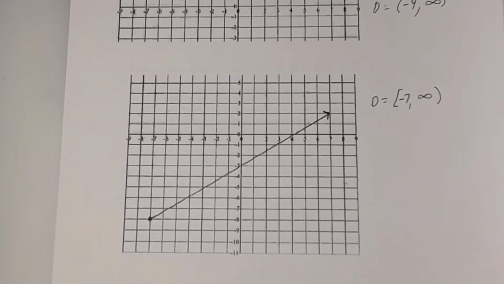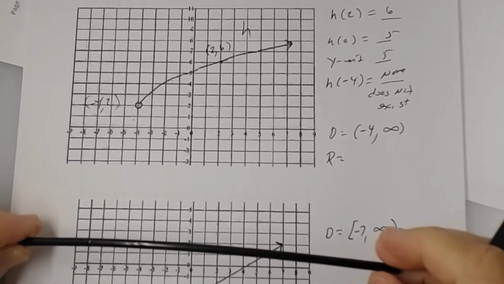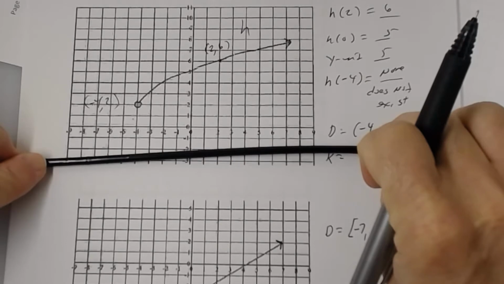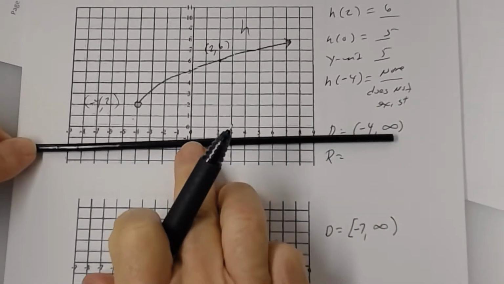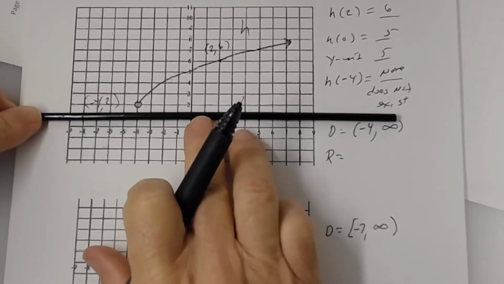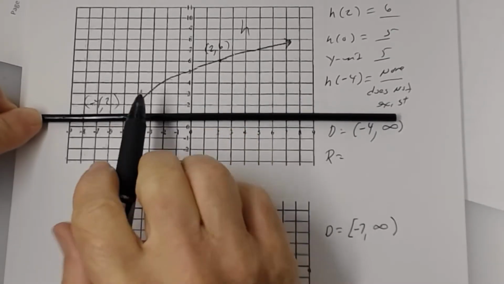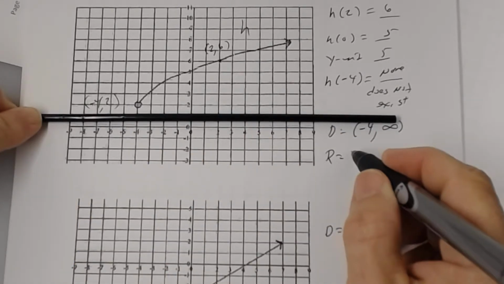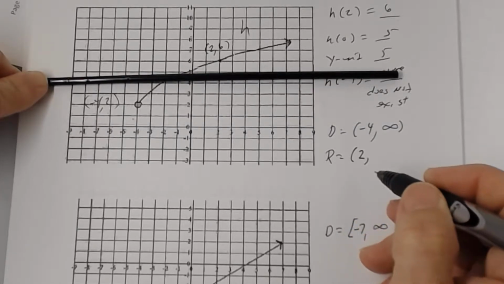All right, let's talk about the range. For the range, I go along the y-axis, but I go from bottom up. So is this where I start touching the graph, at this y value right here? No. I start touching the graph here, right? When y is what? 2. But there's an open circle, so this point is not part of the graph. So I got to say what? Parentheses 2.